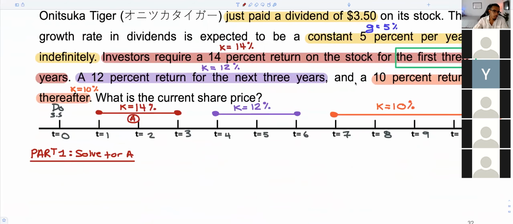But the thing is, let me ask y'all this. That's all me. T1 to T3. I don't know about y'all, but that's not forever. That is not forever.